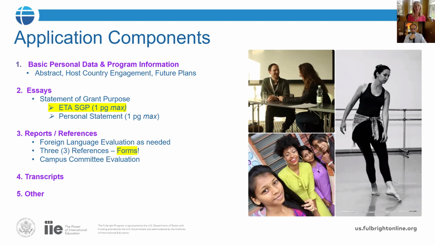So are you able to pivot and be flexible in the classroom? Do you speak English in such a way that's clear and easy to understand? Are you an articulate speaker? Other things that have to do with your teaching ability. And then finally, we will also submit a campus committee evaluation along with your application.